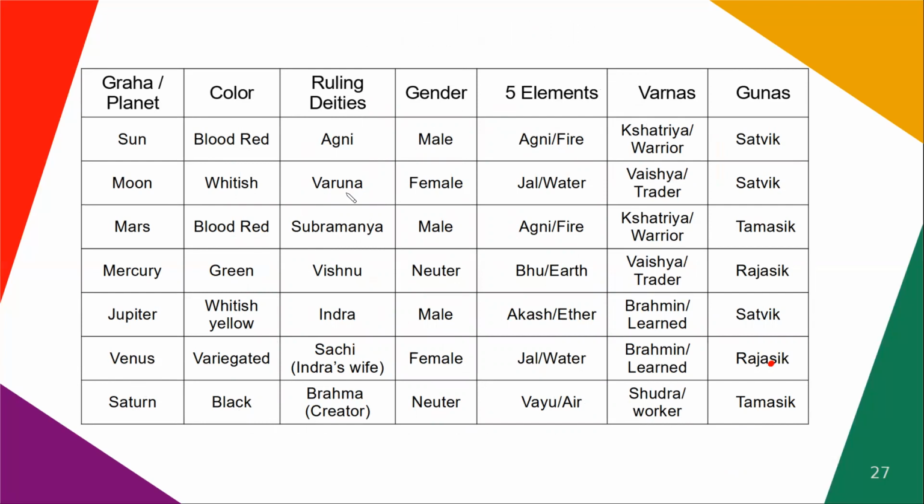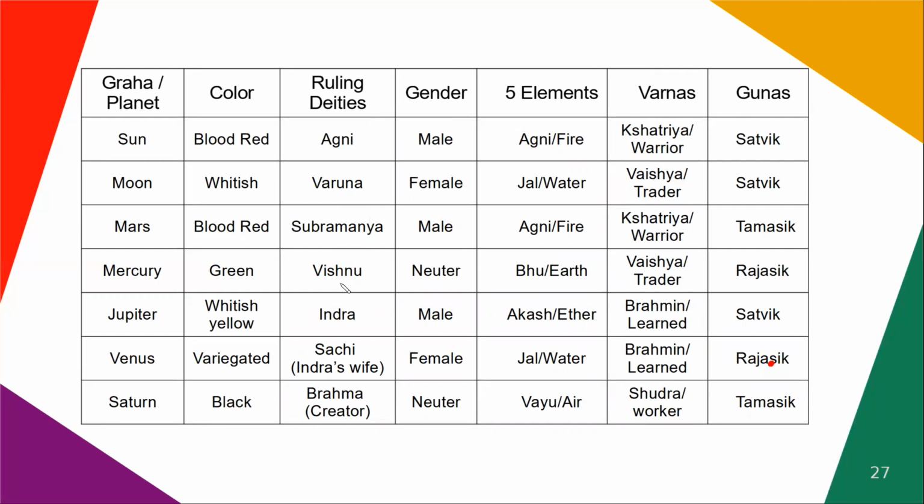Varuna is a ruling deity for moon. Subramanya is a ruling deity for Mars. Agni is the god of fire. Varuna is the god of rain. Subramanya is the army chief. Vishnu is the ruling deity for Mercury.